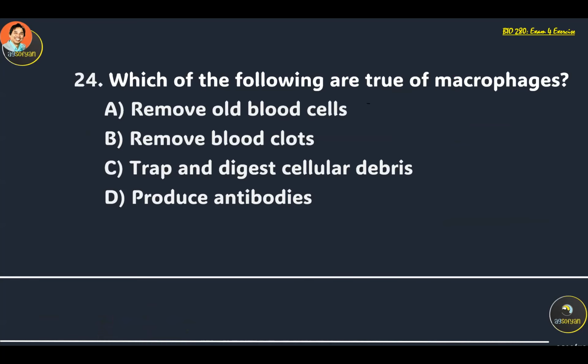Which of the following are true of macrophages? A, B, C, or D. Macrophages are white blood cells that have the ability to eat or destroy bacteria and debris. Okay, so the closest one will be trap and digest the cellular debris, including bacteria or viruses.